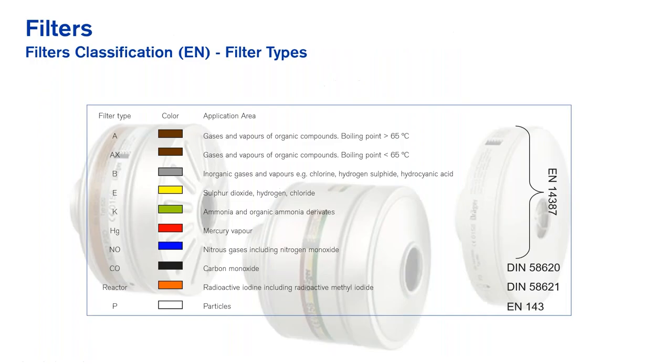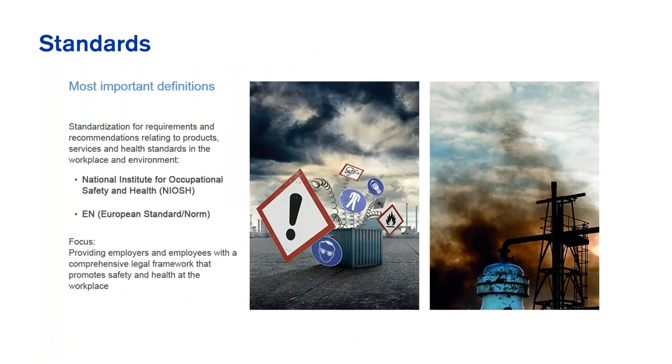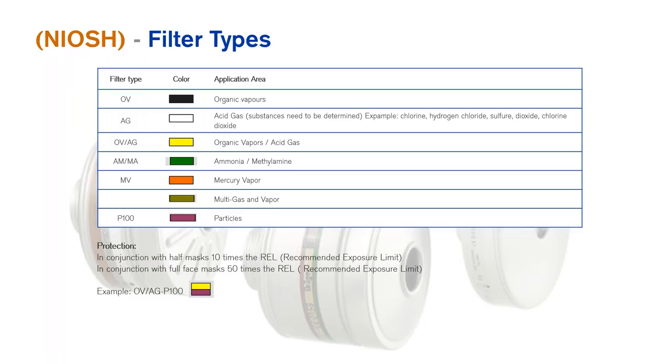So this is the EN filter type. And also this is the EN, which is the AAXBEK. And this is the NIOSH type. Correct. So I guess when we share the handouts with the attendees, I will redo the slides to compare the EN on the left side and the NIOSH on the right side.